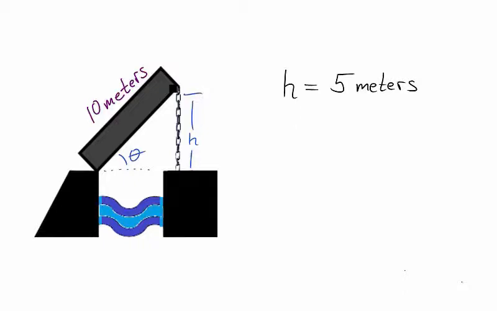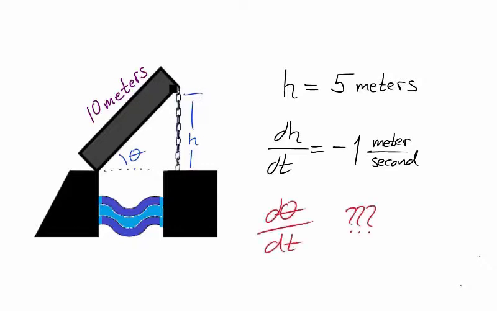Suppose that the speed of the chain is measured at 1 meter per second when exactly 5 meters of the chain is off the ground. We record this as dh over dt, the change in the length of the chain with respect to time, and note that it is -1 as the length is getting smaller. Can we use this information to determine how fast the angle theta is changing at that specific instant? In other words, can we determine d theta over dt, the rate of change for theta with respect to time? dh over dt and d theta over dt are rates, they're derivatives. Our goal is to relate these rates.